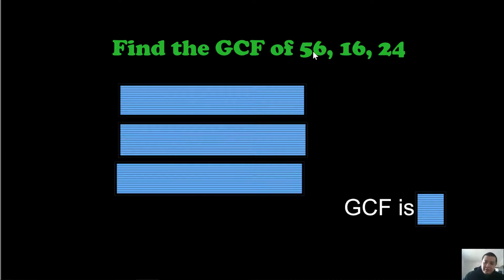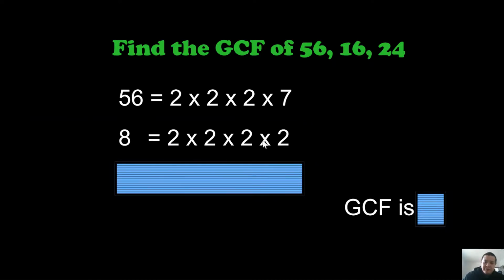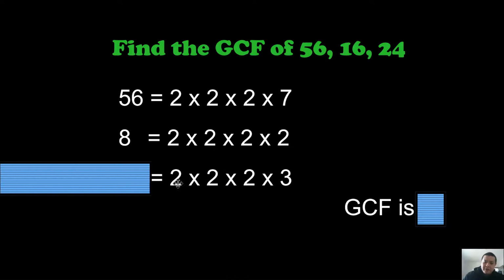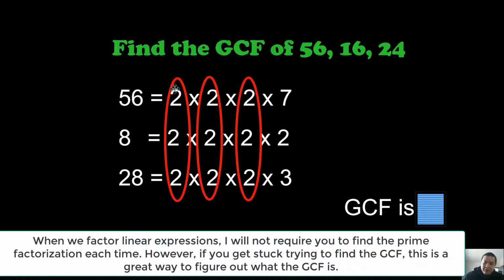So the prime factorization of 56 is 2 times 2 times 2 times 7. 16 is 2 times 2 times 2 times 2 times 2. 24 is 2 times 2 times 2 times 3. So what they share, therefore, are these 2's right here. They share this 2, and this 2. And 2 times 2 times 2, as we know, is 8. So the greatest common factor of these numbers is 8.